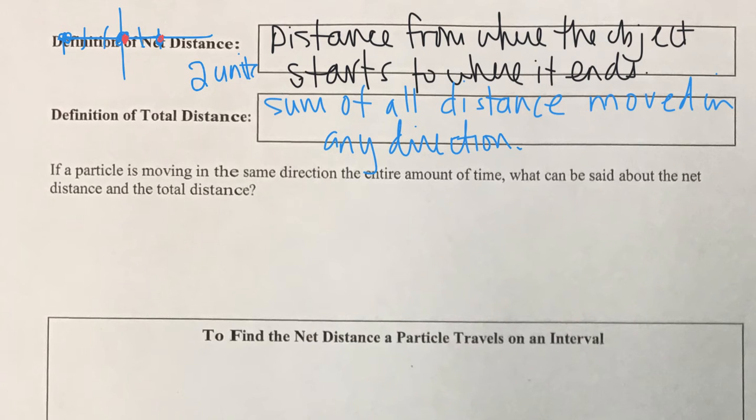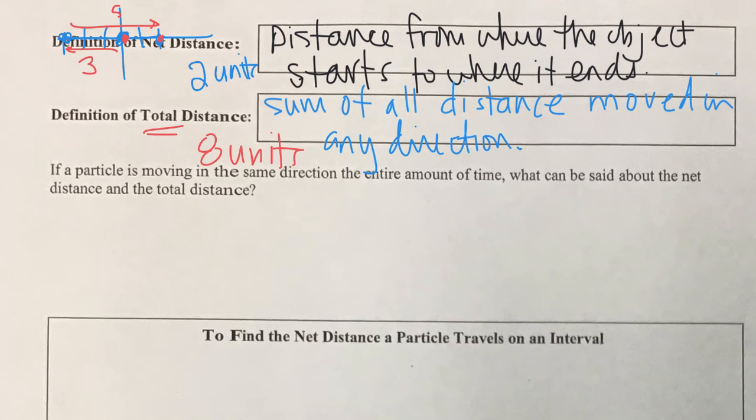But if we're talking about the total distance, it went 3 units to the left, and then we came back 5 units to the right. So it traveled a total of 8 units in all of its directions. So net distance is from beginning to end, and total distance is all the distances.